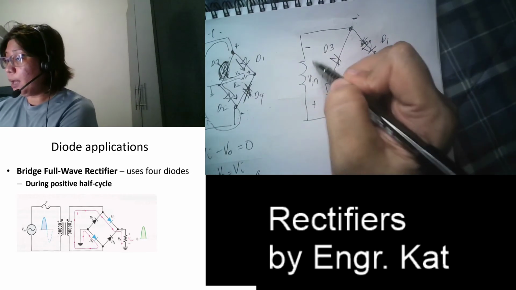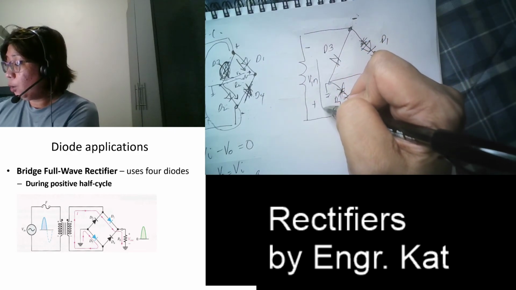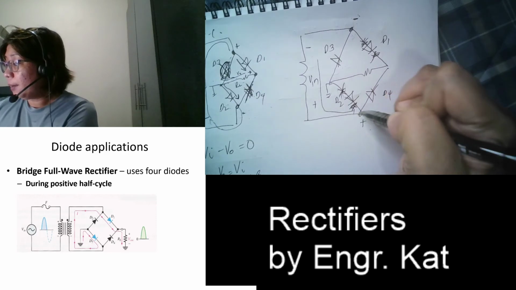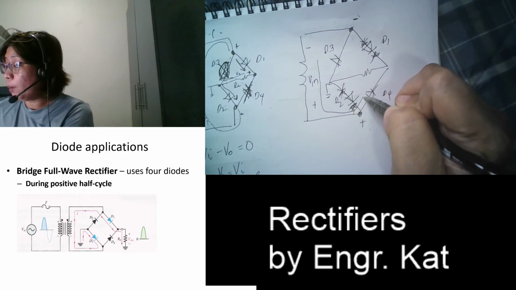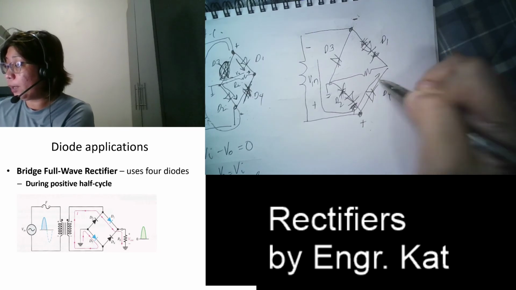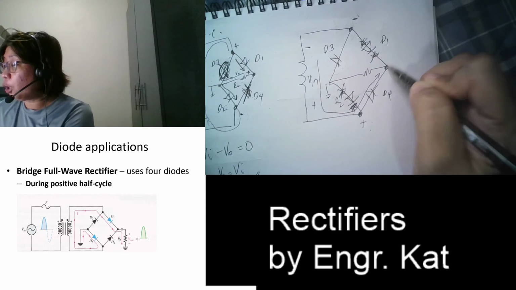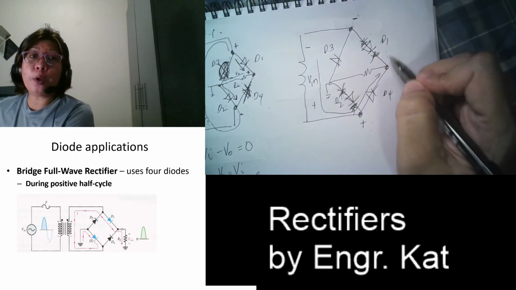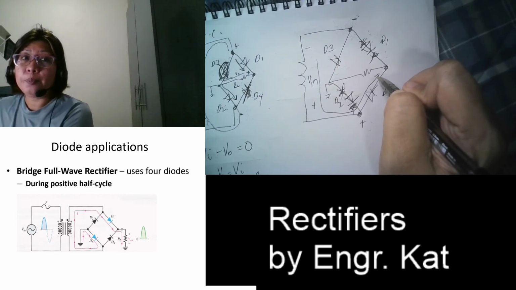So your current again flows from negative to the positive. So we have a loop here going here. Since this is open, where are we going? So we're going through D4. Okay, so same direction. At this junction, this is open. So where will our current be going? Where will our current be flowing?